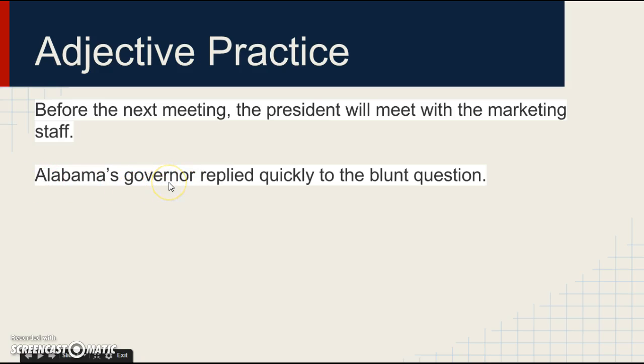Governor's another noun. What kind of governor? Nothing really answers that. How many governor? Nothing really answers that. You could say Alabama's governor describes it, but it doesn't say what kind of governor. So Alabama's is a regular possessive noun, not a pronoun, because of the apostrophe. Remember, pronouns do not have apostrophes, only possessive nouns. So we have nothing for governor. Then our next noun I see is question. That's a person, place, or a thing. What kind of question? Blunt. Blunt would be our adjective for our noun question.